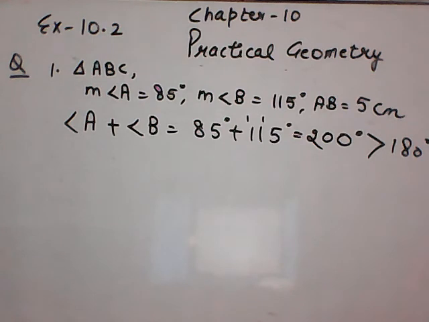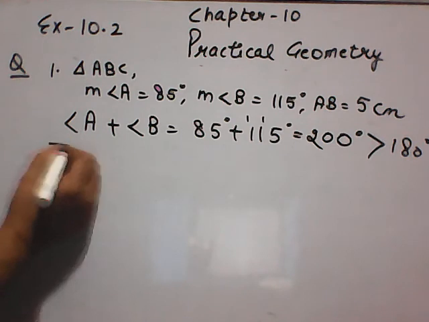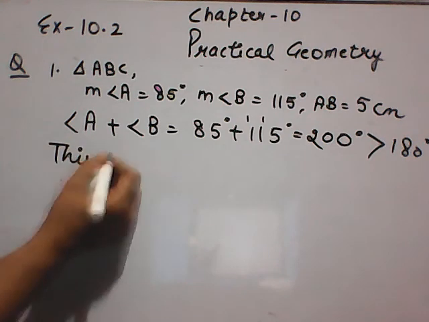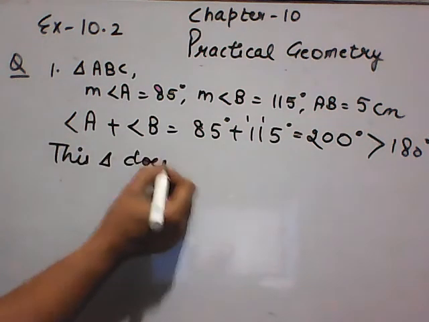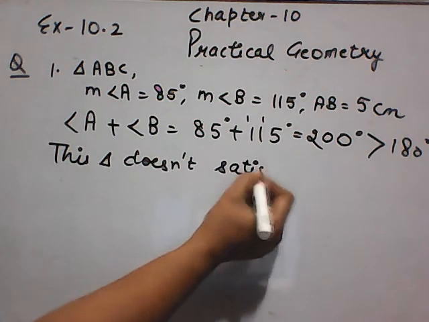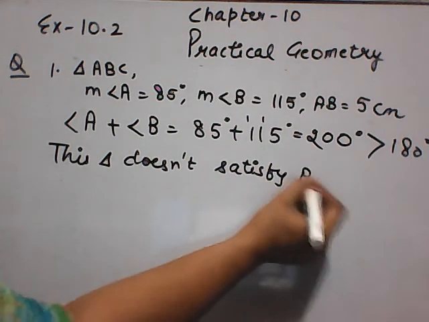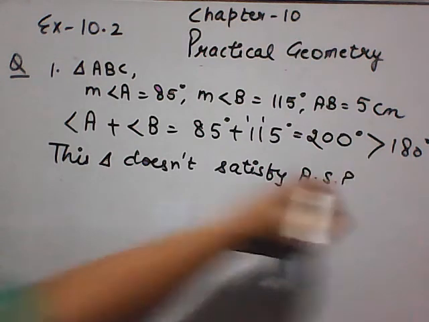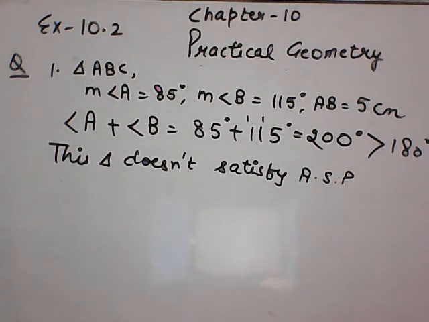You have to write down the reason why we cannot construct the triangle. This type of triangle does not satisfy the angle sum property. That's why we cannot construct the triangle. Let's move to the next part.